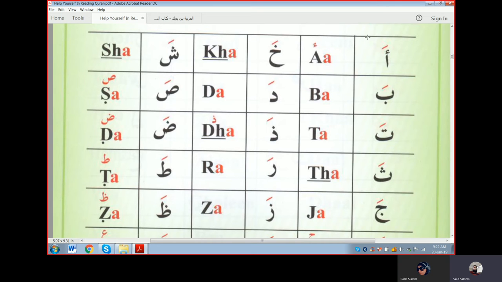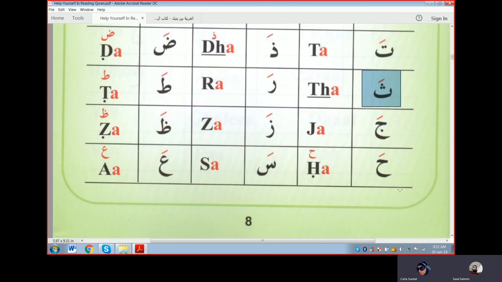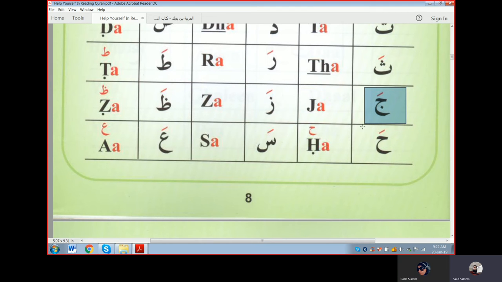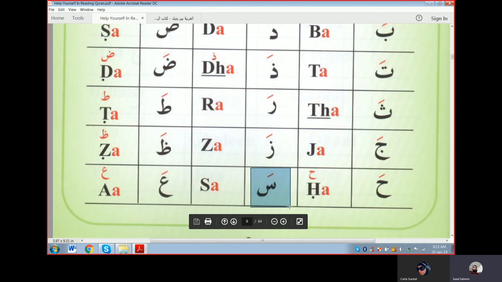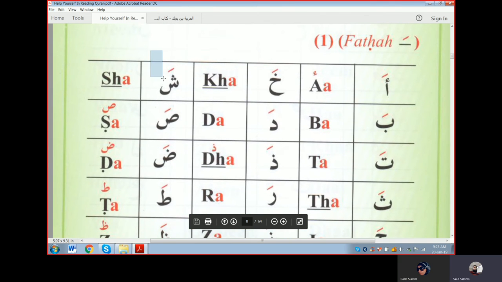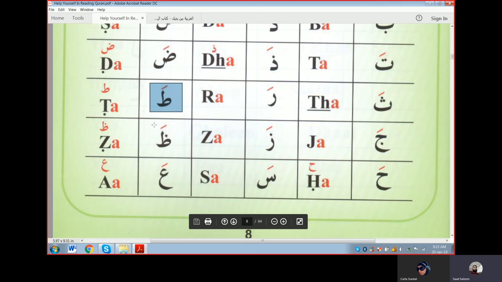Now we read this again, but this time we will read directly. Alif, Ba, Ta. Okay, so repeat after me. Ba, Ta, Tha, Jim, Ha, Kha, Dal, Thal, Ra, Zay, Seen, Sheen, Sad, Dad, Ta, Za.